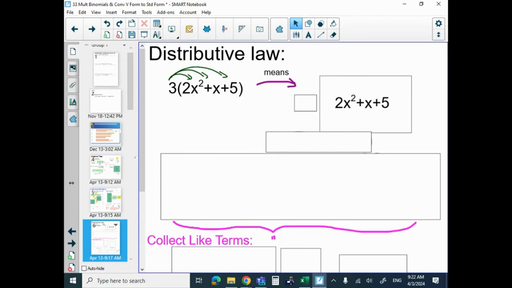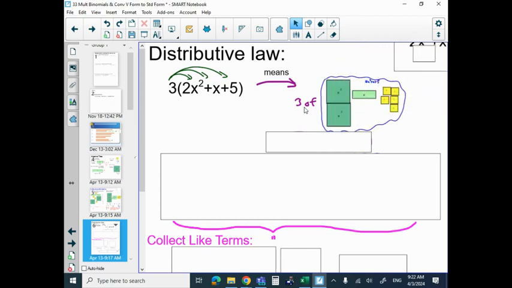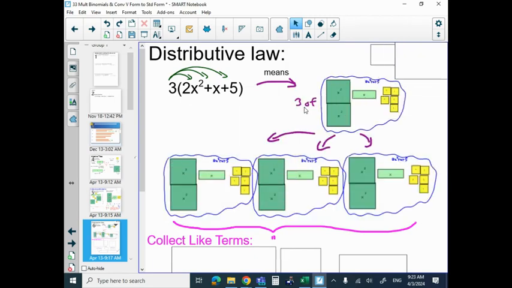So we're going to look at the distributive law as well. The distributive law is just, this three of that stuff literally means three groups of those things. So three of the 2x squared plus x plus 5. So think of 2x squareds plus x plus 5 ones. That's that polynomial. So you're going to have three of those things, right? So if you have three of those things, then you have all that stuff, right?